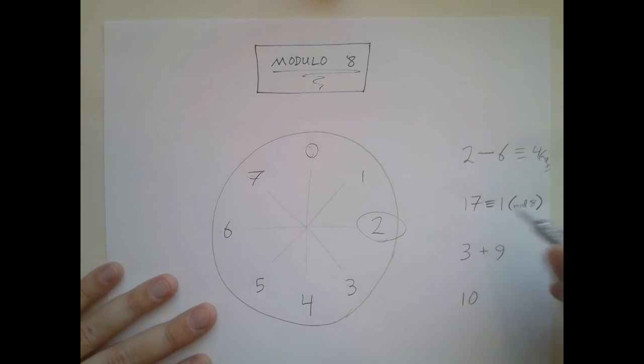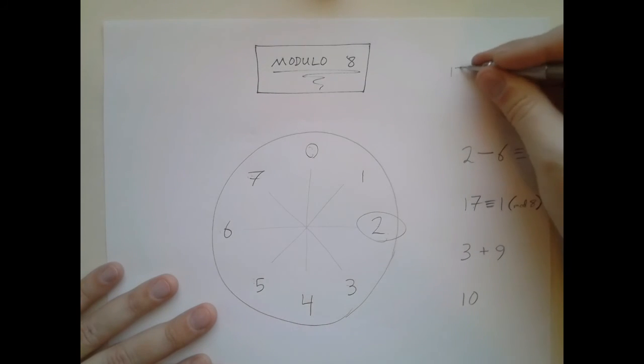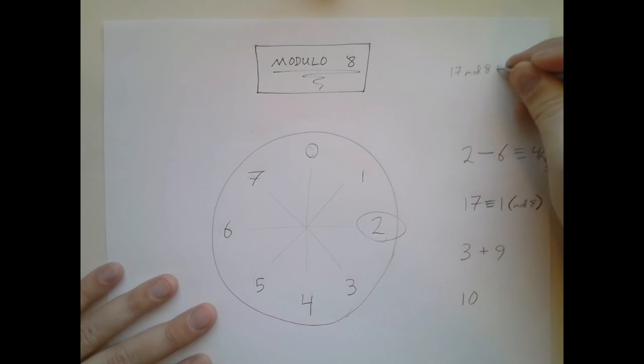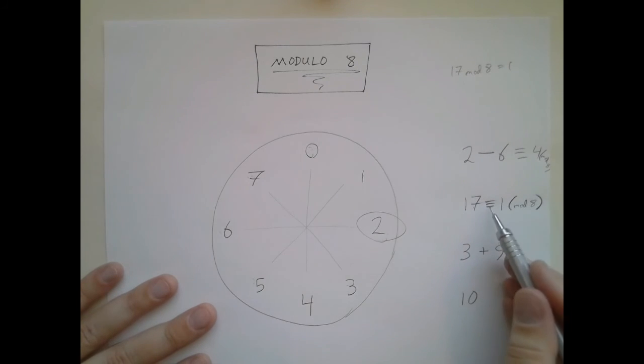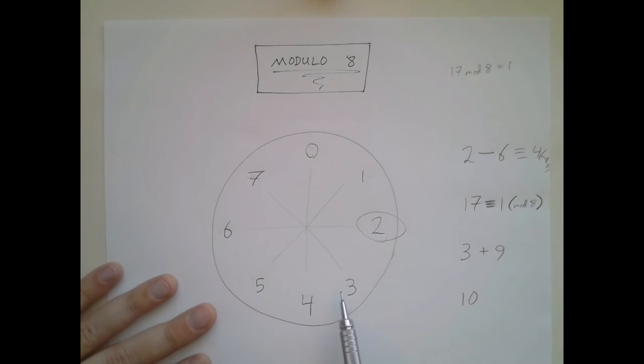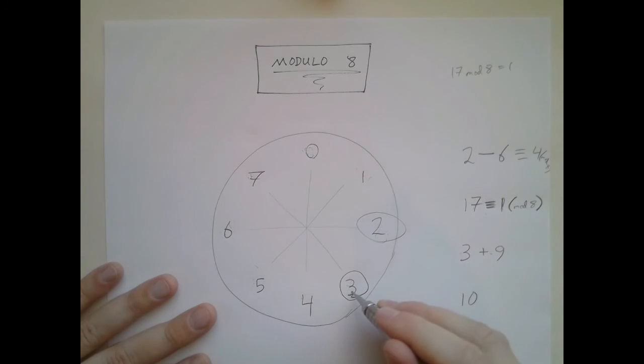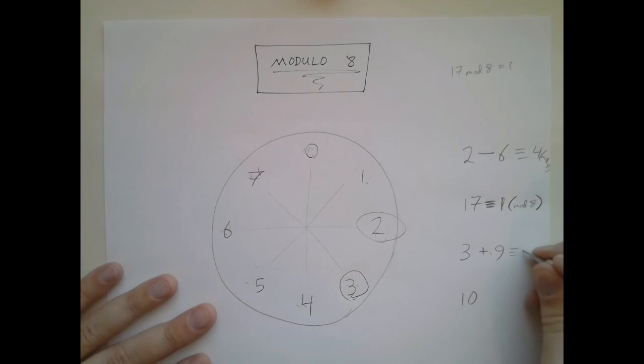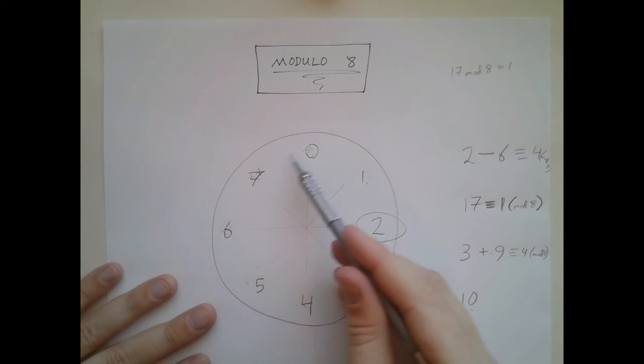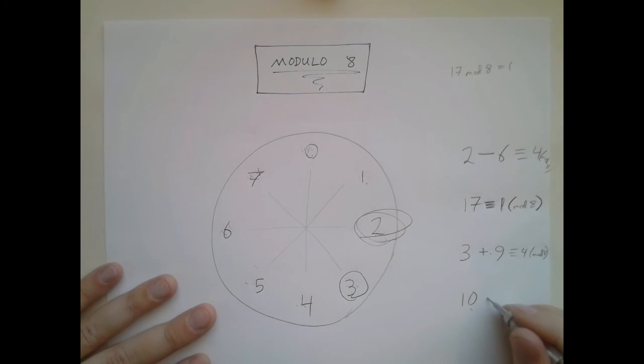If you're writing equal, you'd say 17 mod 8 equals 1. But this is that mathematician kind of way of writing it. So 1, 2, 3, 4, 5, 6, 7, 8, 9, 10. Yeah, that was 1. Okay, 3 plus 9. Just start at 3, go up by 9. 1, 2, 3, 4, 5, 6, 7, 8, 9. That would be 4. And 10: 7, 8, 9, 10. That would be 2.